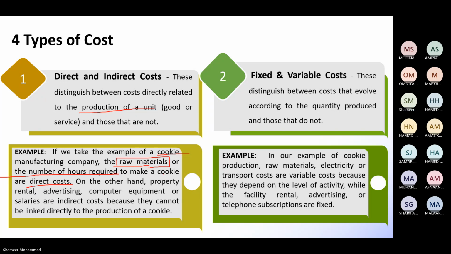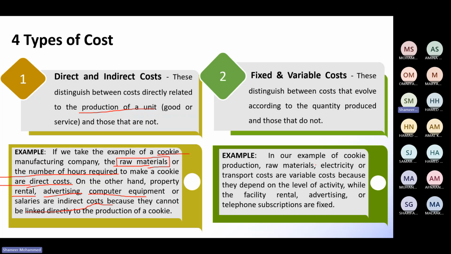And property rental, that is the shop rent you have to give, advertising the business, managing your equipment, paying salaries to the employees. These are all called what? Indirect cost. They cannot be linked to the production. So direct cost, indirect cost. Two types of cost are there here. Another one is fixed cost and variable cost.